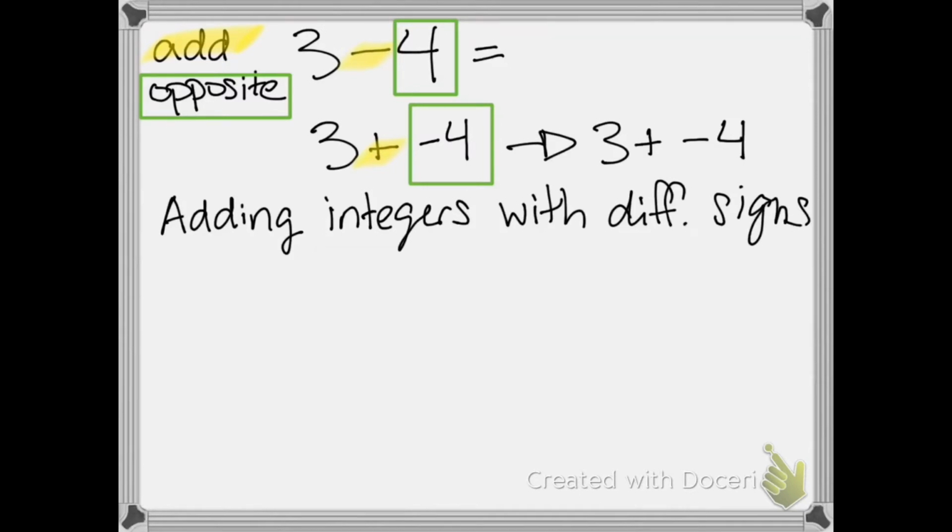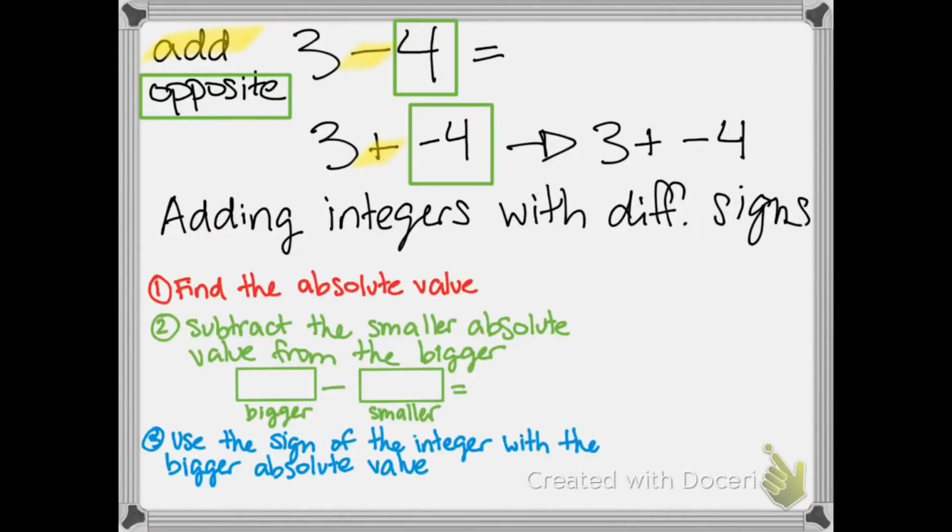So let's look at what the steps were to add integers with different signs. Remember, the 3 steps we need to take when we are adding integers with different signs: first, we need to find the absolute value of each number. We need to subtract the smaller absolute value from the bigger absolute value. And then we need to use the sign of the integer with the bigger absolute value. So let's go through those steps.